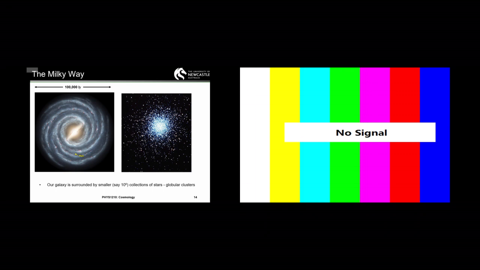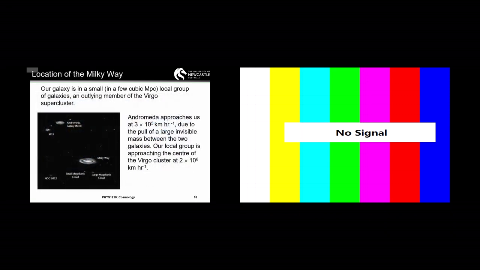So our galaxy, we think, is something like 100,000 light years across. There are also smaller collections of stars located close by. These are called globular clusters. They're not quite big enough to be considered galaxies, and might only contain on the order of 1 million stars, just 1 million. If we look slightly further afield, there are other galaxies as well.